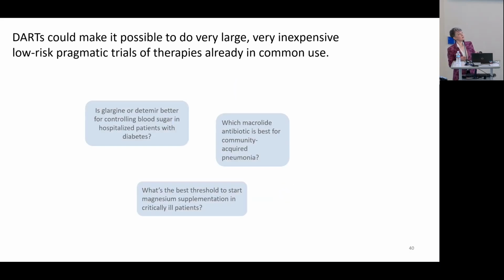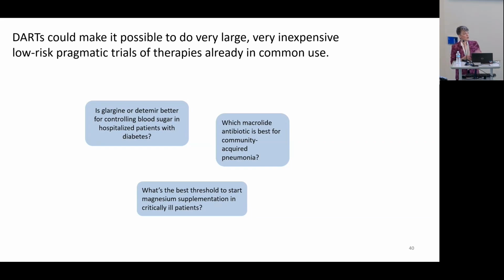The idea here is that there are many situations, and I've given you a couple of examples here, where there are a lot of things out there that would qualify. There are several formulations of long-acting insulin that are currently used in hospitals. Are they equally effective, or does one of them actually work better? Well, maybe we could randomize and find this out.